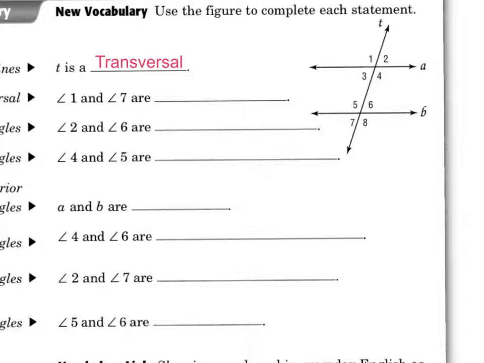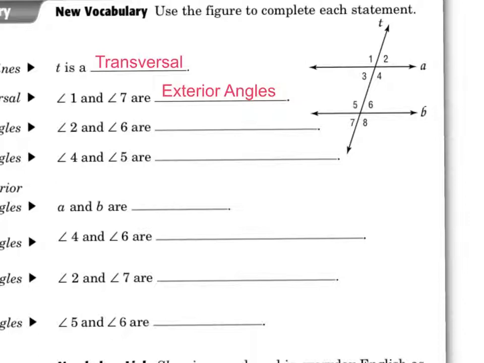Alright, next we have several different angles that are formed, and these are kind of out of order, taken from the worksheet. First, we'll look at angle 1 and angle 7. Those are special angles. They are exterior angles. They are the angles that are on the outside of the parallel lines.